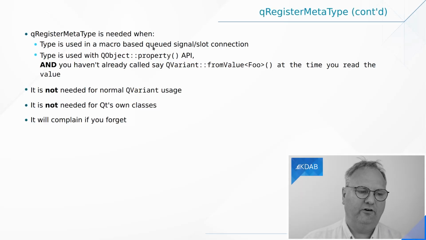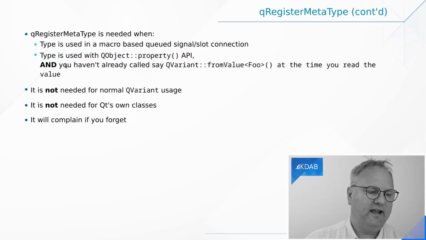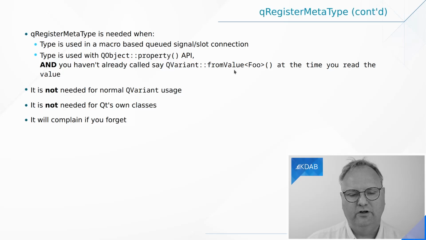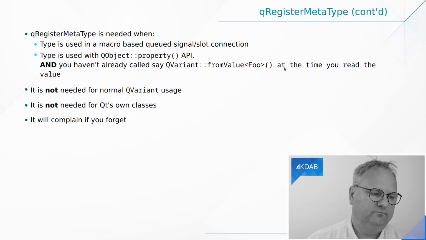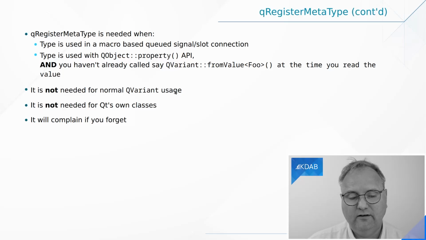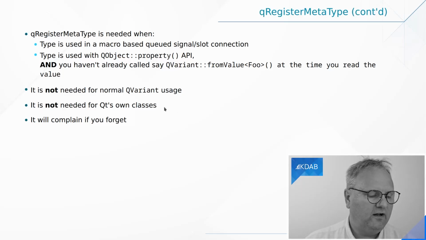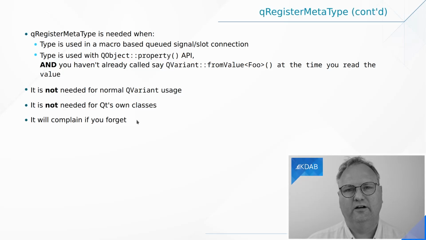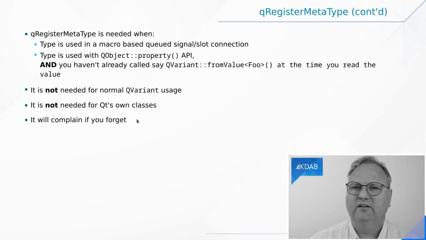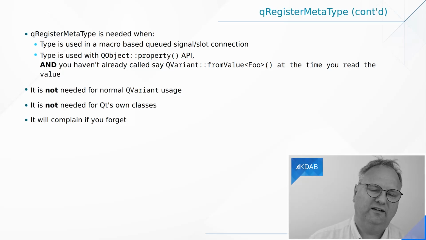You need it whenever you use macro-based Qt signal slots, or when you use a property API and you haven't already called QVariant::fromValue to get that value into the property. Well, a very odd use case. You do not need it for regular QVariant users. You do not need it for regular or for Qt-only classes, and it will complain if you forgot. So basically, for the last 2 minutes, just forget about this. It will complain and tell you exactly what to do.